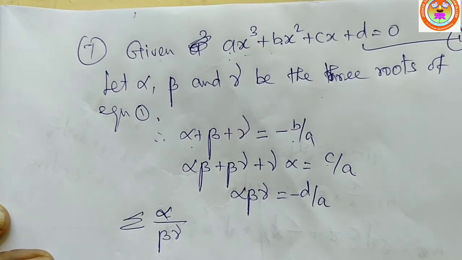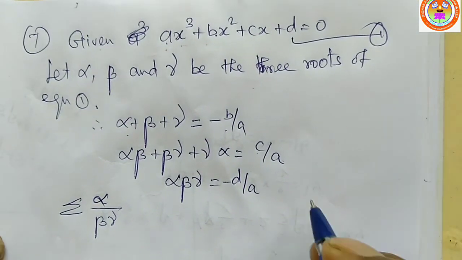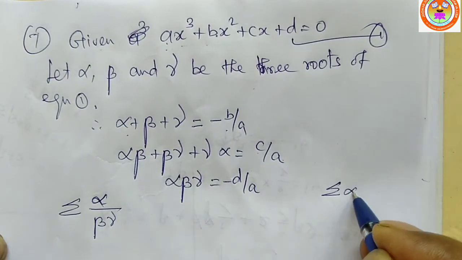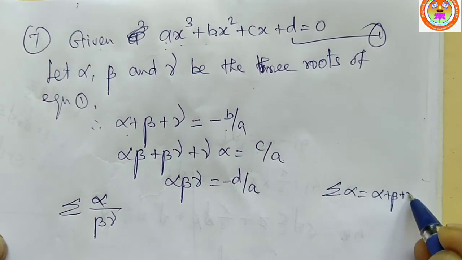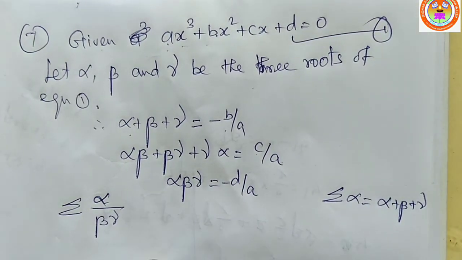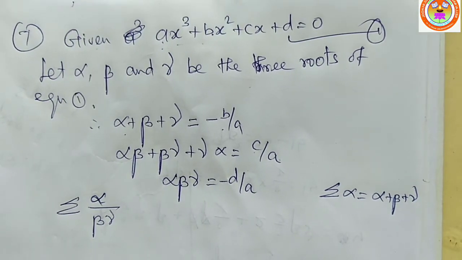We know the meaning of sigma alpha. What is sigma alpha? Sigma alpha means alpha plus beta plus gamma. What is sigma A? Suppose there are 3 alphabets in the equation, sigma A means A plus B plus C.